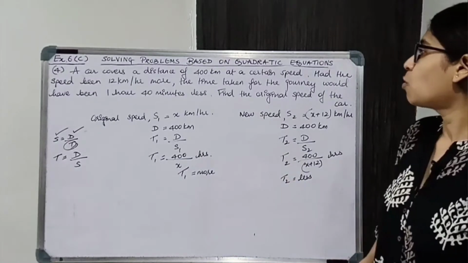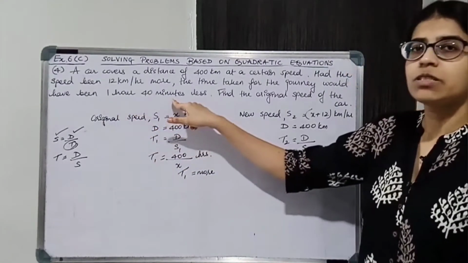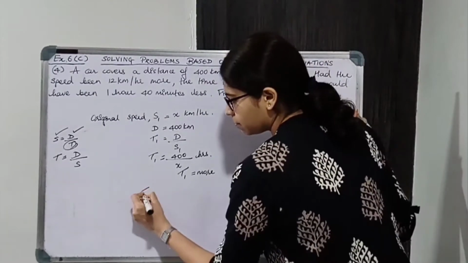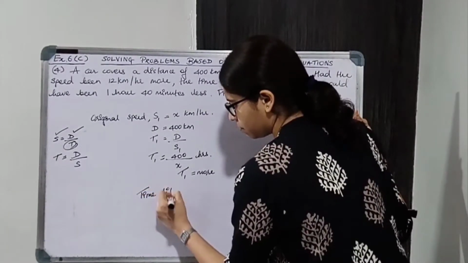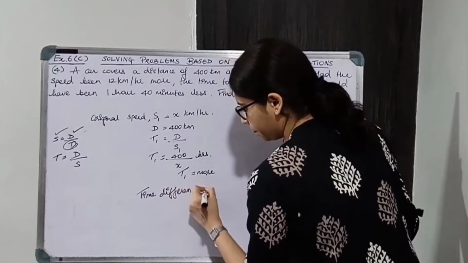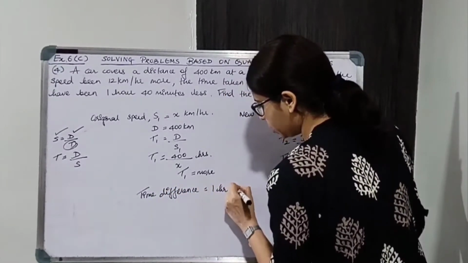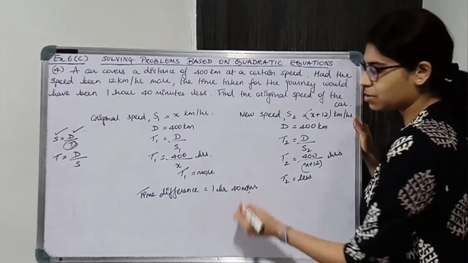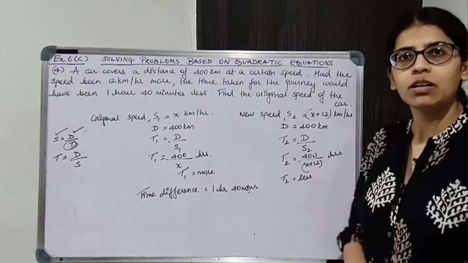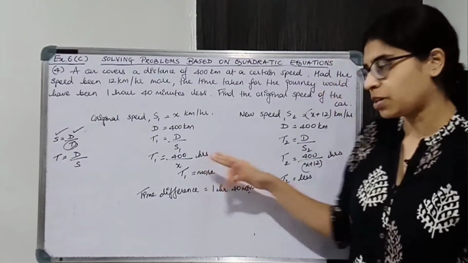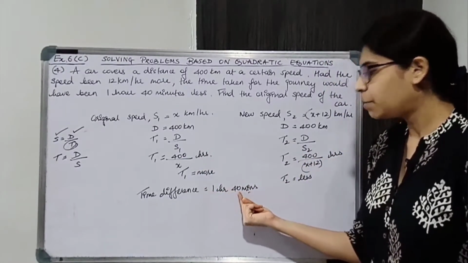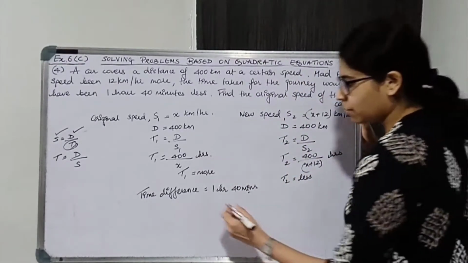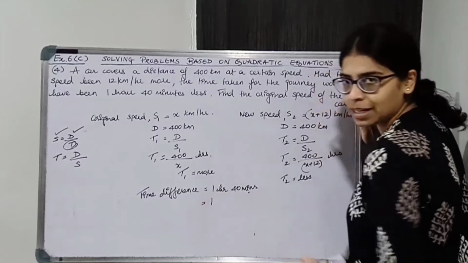Okay, so 1 hour 40 minutes is the time difference. This is in hours, this is in minutes. We have to change it to hours because here it is in hours, so here we cannot keep minutes; we have to convert it into hours. So let's convert it. This one will remain as it is.